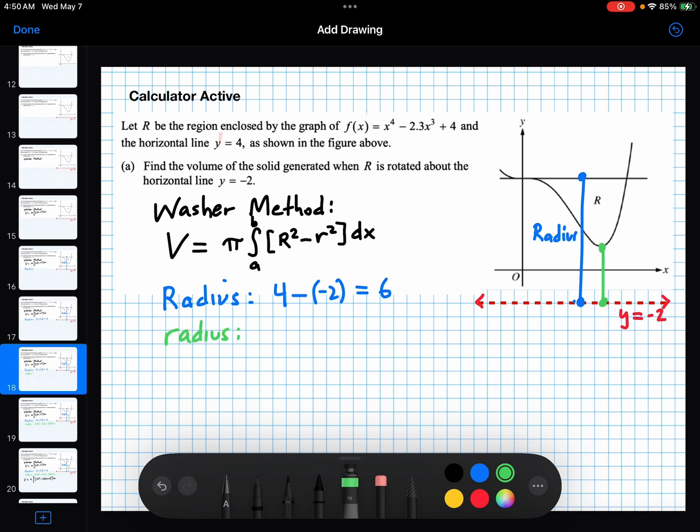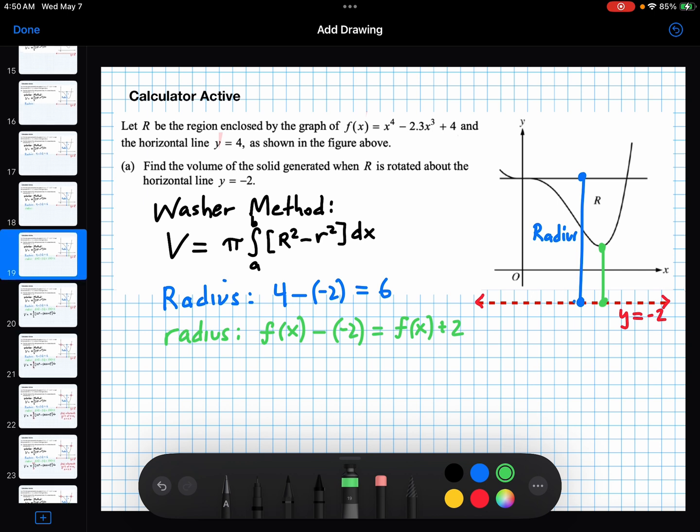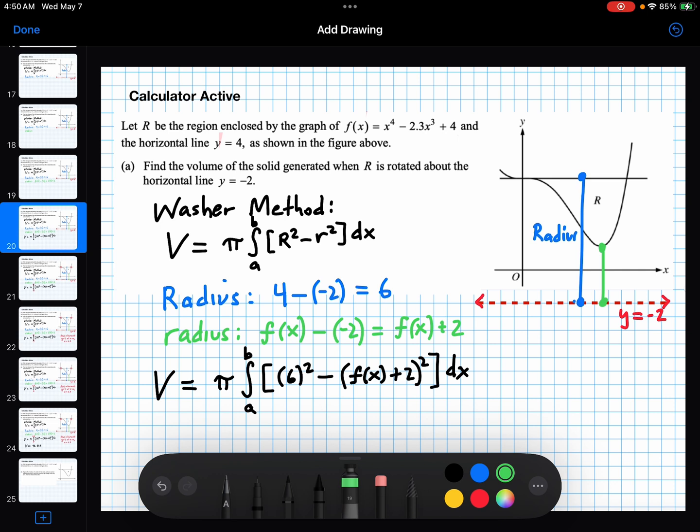Now my little radius, from the line of revolution perpendicular to it, to the nearest boundary of your region R in this case, and I need a length for that, so upper y value minus lower y value, and I wind up with f of x plus 2. And I just put that into my washer method formula. Just don't forget the pi in front of the integral. And since this is calculator active, the rest of this can be done on the calculator using Math 9, or if you're using the Desmos embedded calculator, just choose from functions, the calculus menu, and the integral symbol, and you set it up that way.